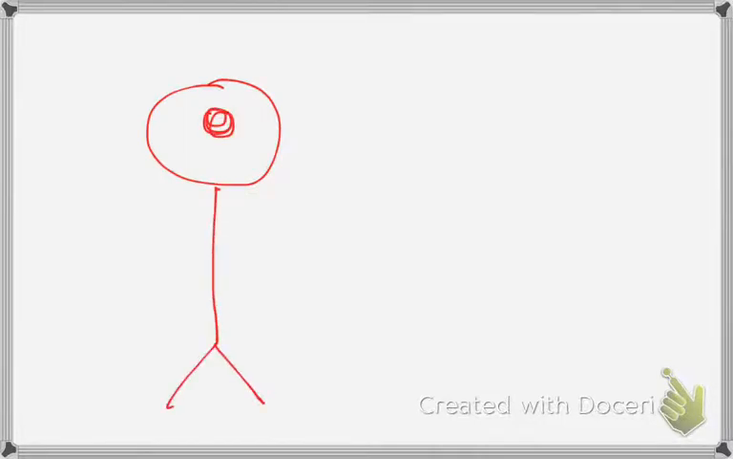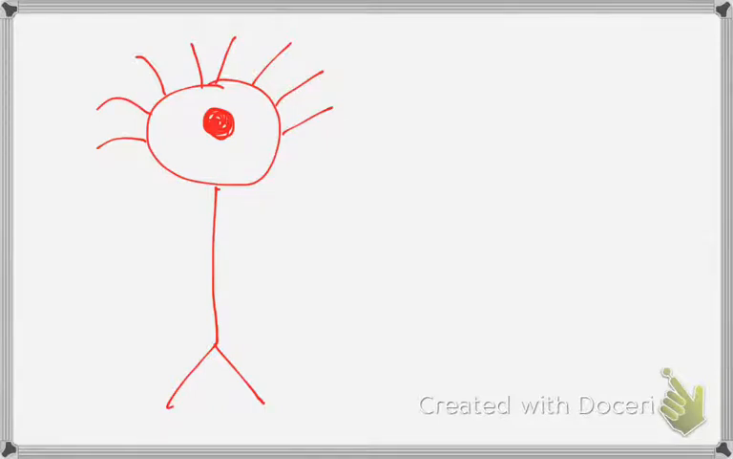Okay, really simple. I think this looks like a little man with one eye and crazy hair. Okay, he has no arms. Why does he look like a monster in the corner?